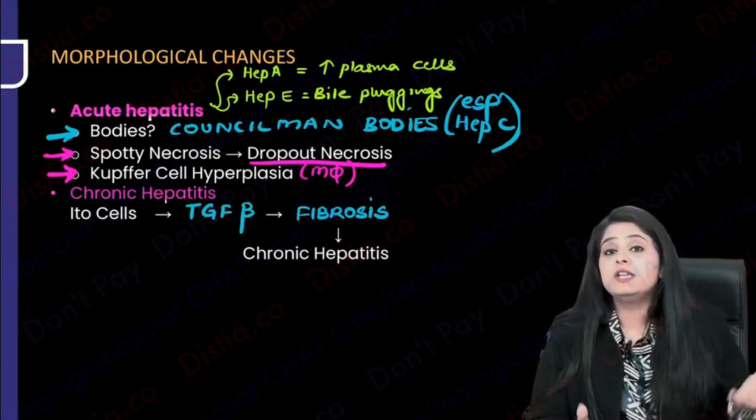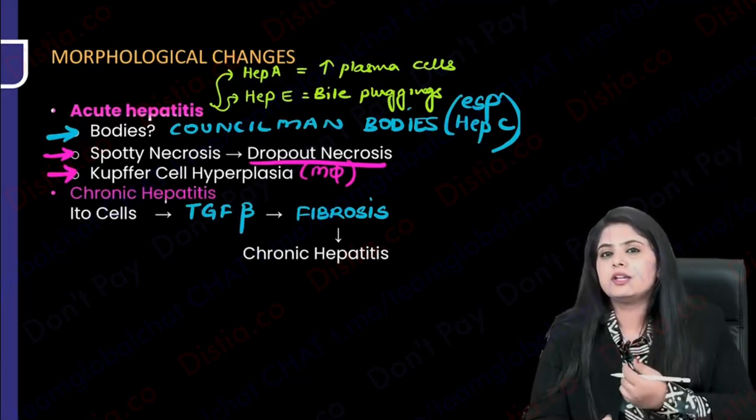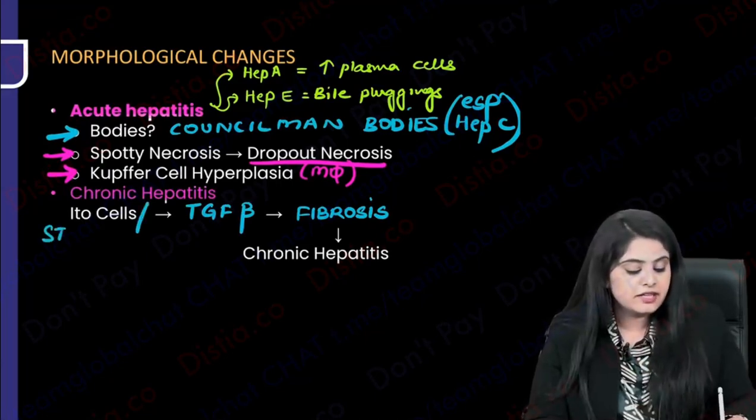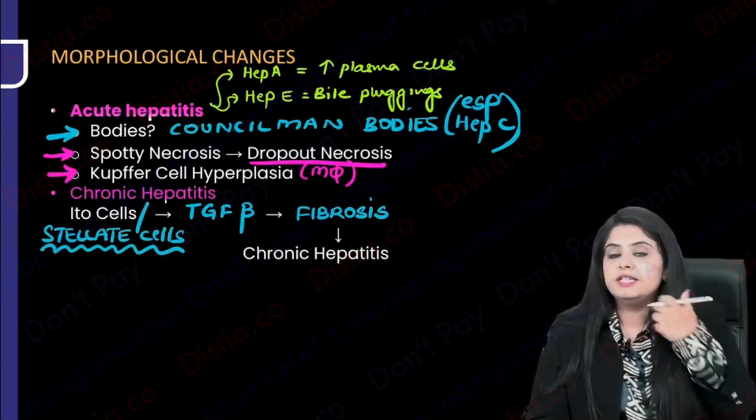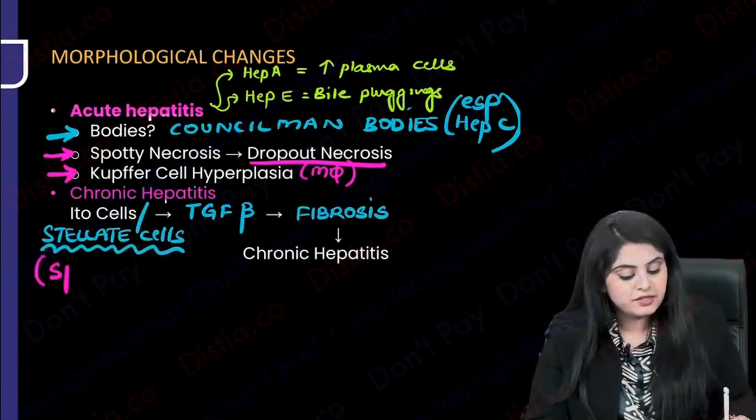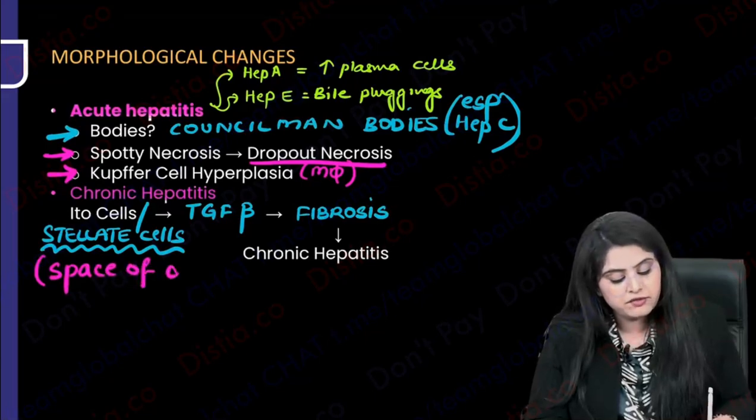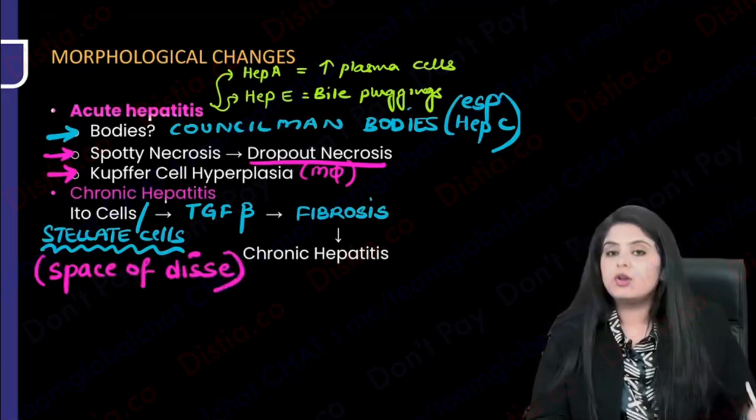Which cell of the liver releases these fibrotic mediators? Ito cells. Another name for Ito cells is stellate cells. So actually it's the stellate cells which release these mediators. And where are stellate cells present? They are present in the space of Disse. If you are aware of all of this, very good.